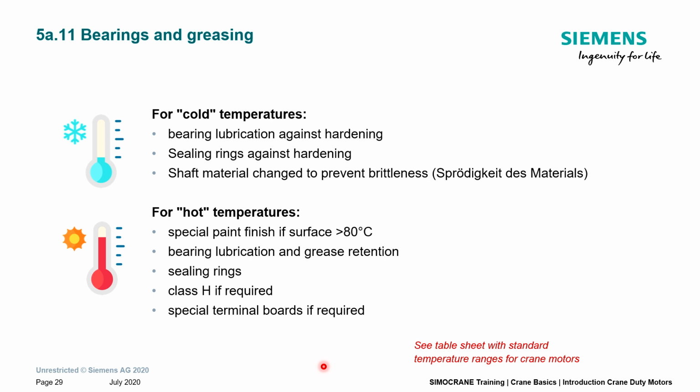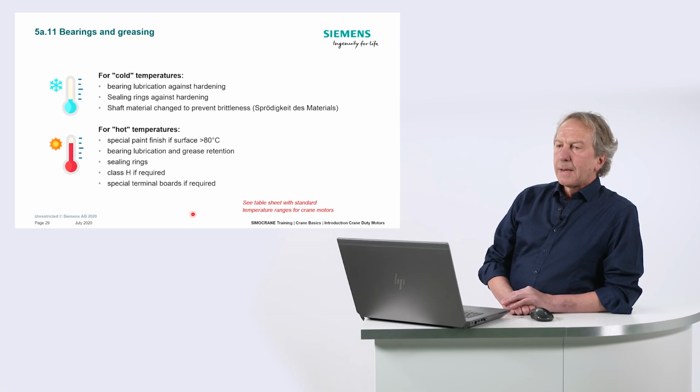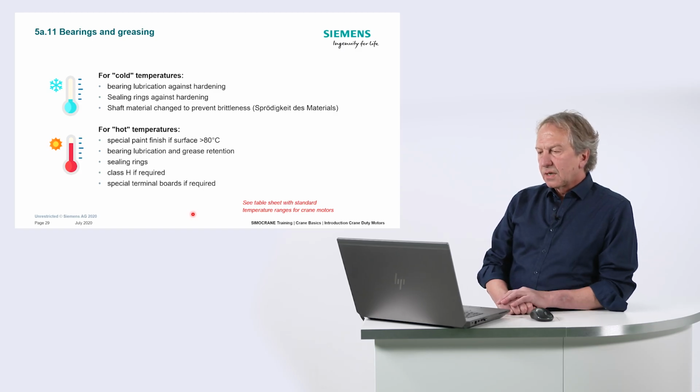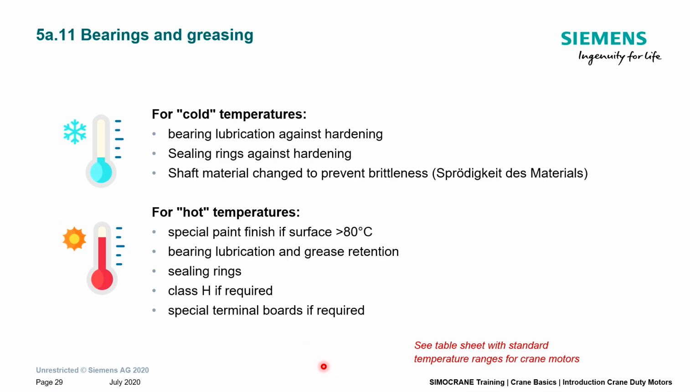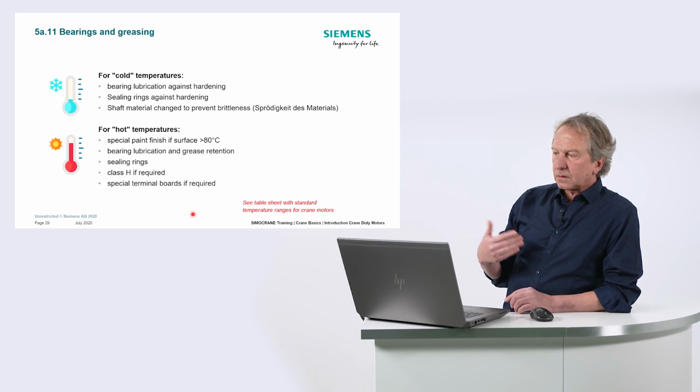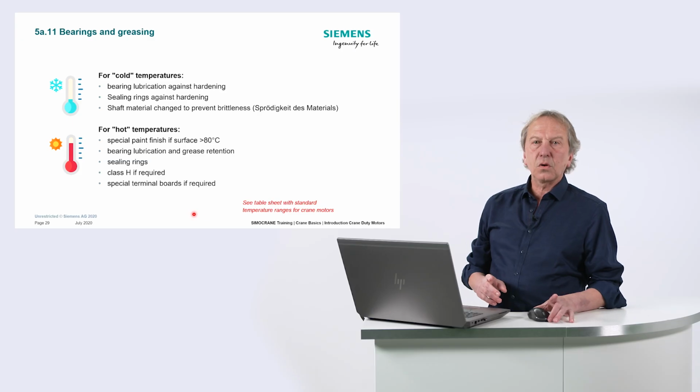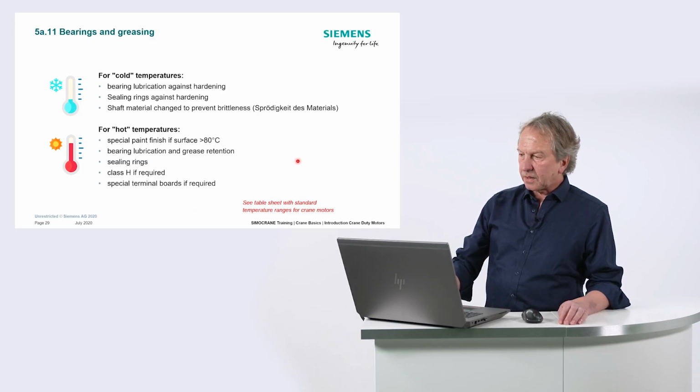You should just remember that when it comes to very extreme temperatures, there is something to be considered. For example, for hot temperatures, we need a special paint finish. Also, the bearing lubrication and the grease retention is different than for standard environment applications. That's just a short overview to always consider when you select a motor. How is the ambient temperature? But very often it's already indicated in the specification.